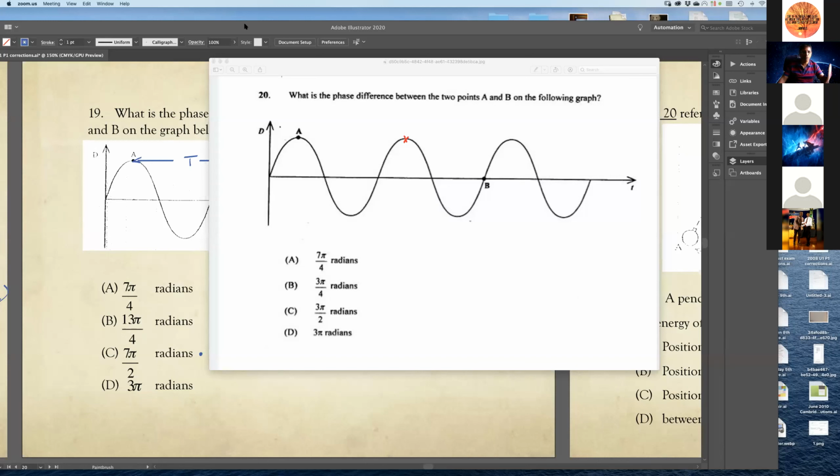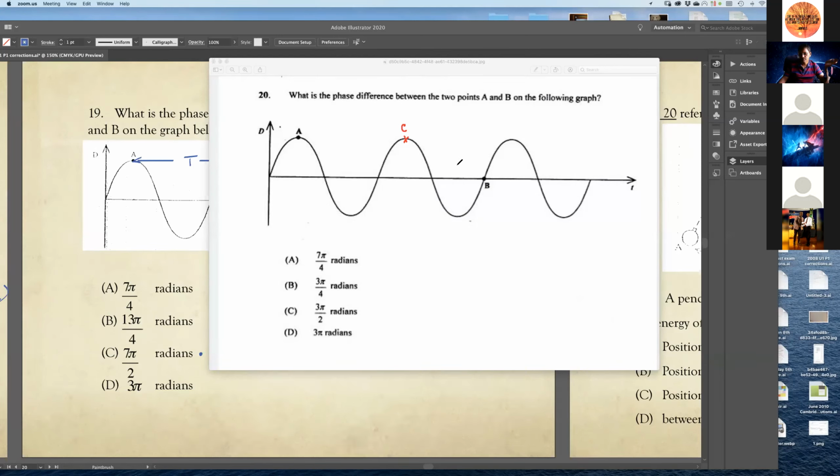Now, they want the phase difference between this point and this point, A and B. But I'm saying this point, C, is representing A. Whatever A is doing, C is doing. C and A are twins. So if I want to find the difference between A and B in terms of the phase, it is identical to the difference between C and B. Do you understand that logic?